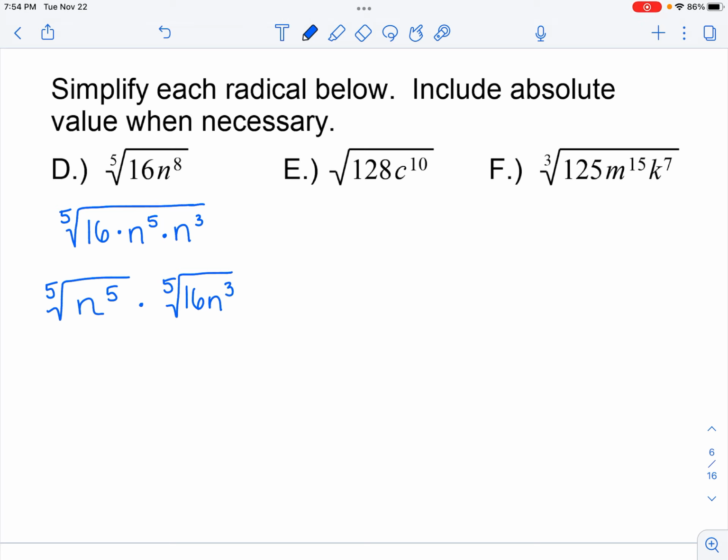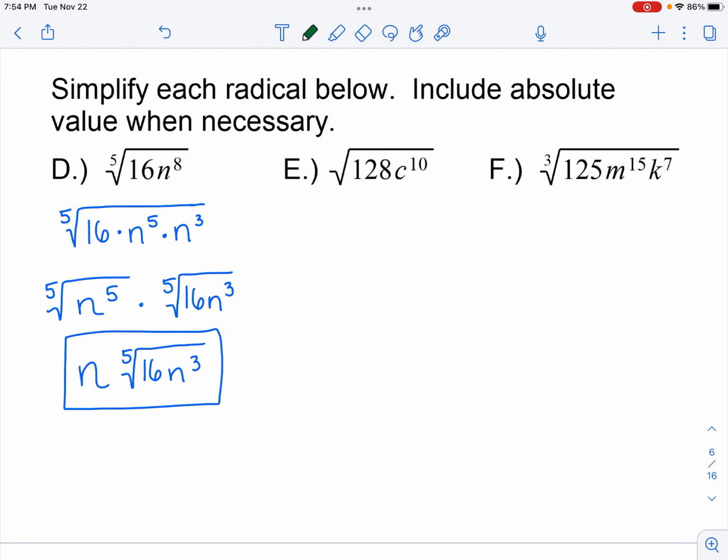Well, the 5th root of n to the 5th will just be n. And then I'll be left with the 5th root of 16n cubed. This was an odd index problem, so absolute value is not a factor. Only even index problems will have absolute value involved. All right, let's take a look at E.